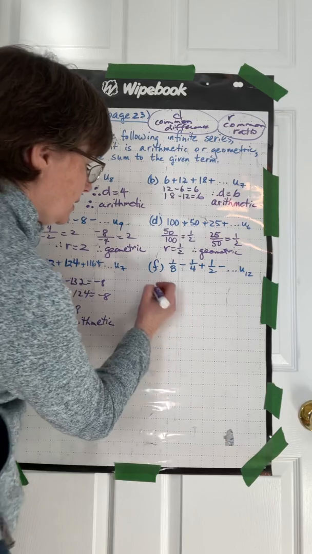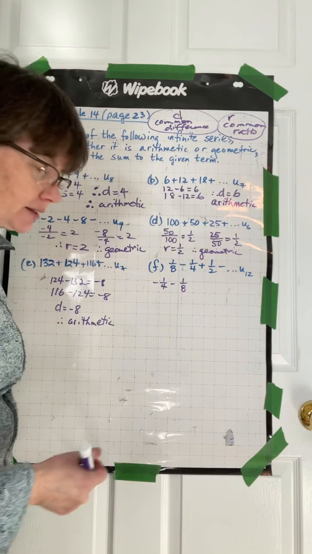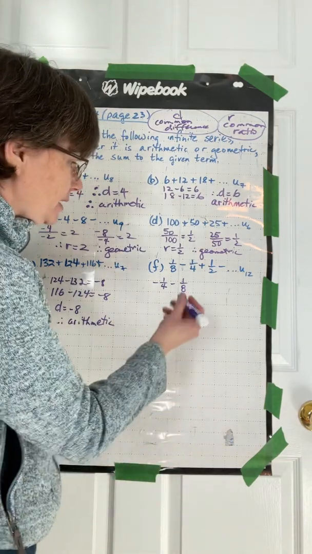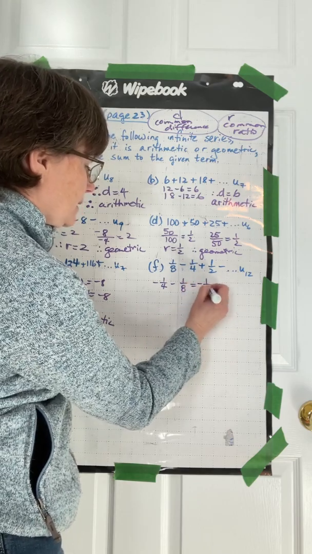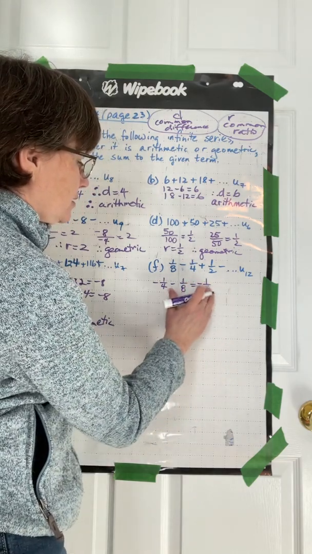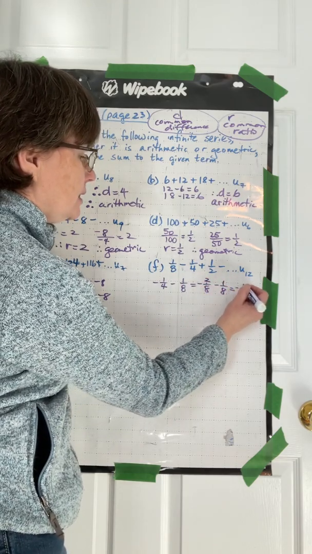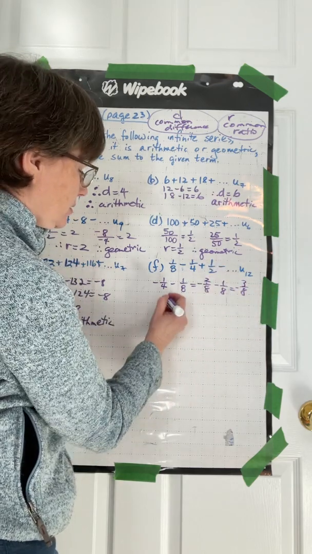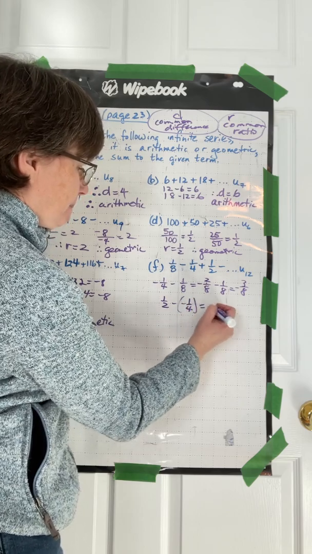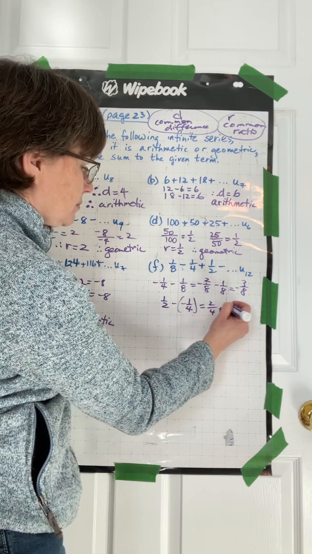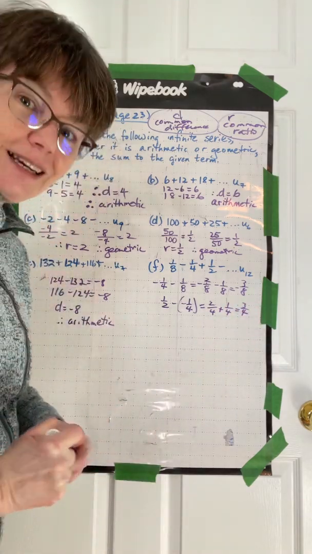Okay, last one. Negative 1/4 subtract 1/8. Maybe you can look at this one and realize right away it's not arithmetic, just based on the numbers, but I'll do it out just to show it. Negative 1/4, I need a common denominator, so that'll be negative 2/8. Subtract 1/8, negative 3/8. Do the next term, 1/2, subtract negative 1/4. So that'll be 2/4 plus 1/4 is 3/4. Those are different from each other, therefore it is not arithmetic.